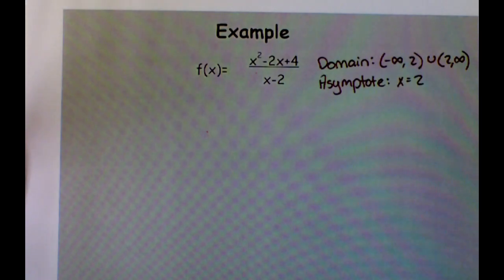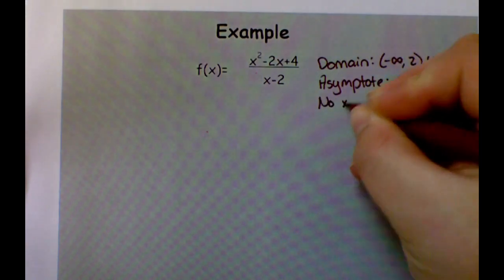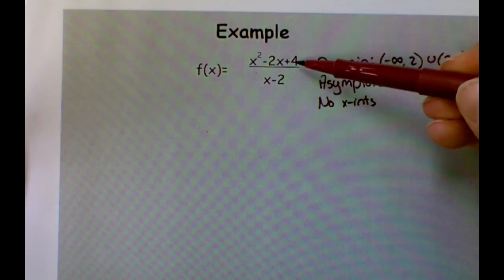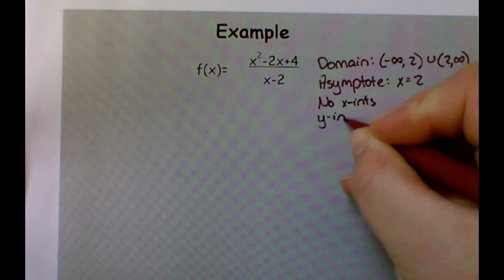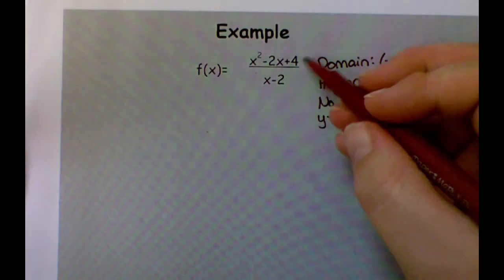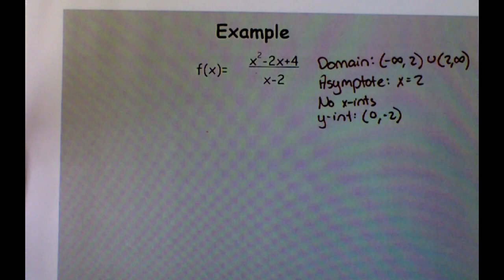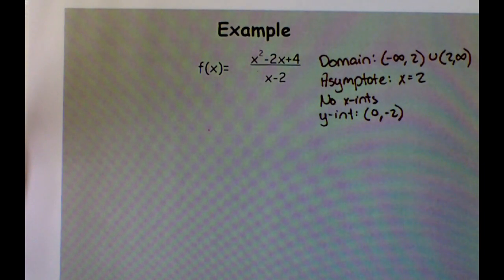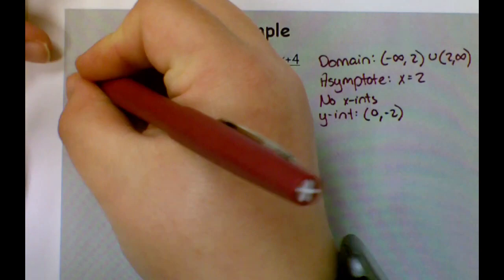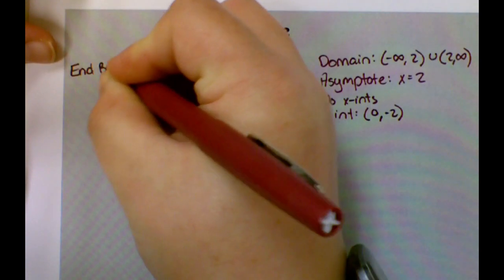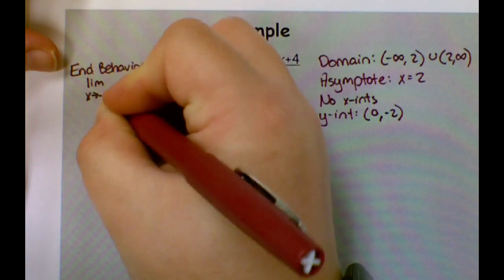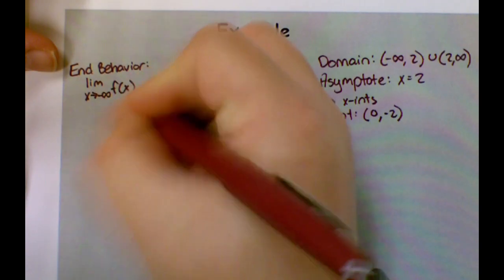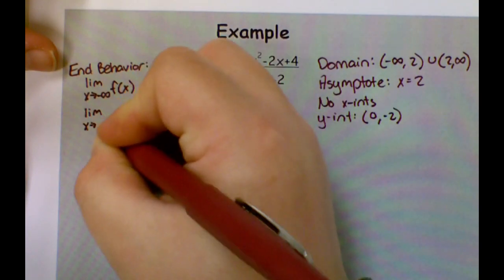I don't have any x-intercepts because the numerator, if I try to set that equal to 0, it doesn't factor, and the quadratic formula would give me imaginary numbers. My y-intercept is going to be 0, and we get positive 4 over negative 2, so negative 2. Now let's look at our end behavior. We need the limit as x approaches negative infinity of f of x, and the limit as x approaches positive infinity of f of x.